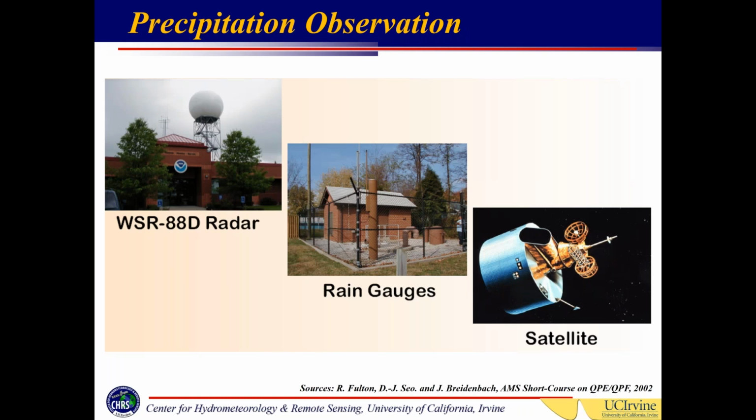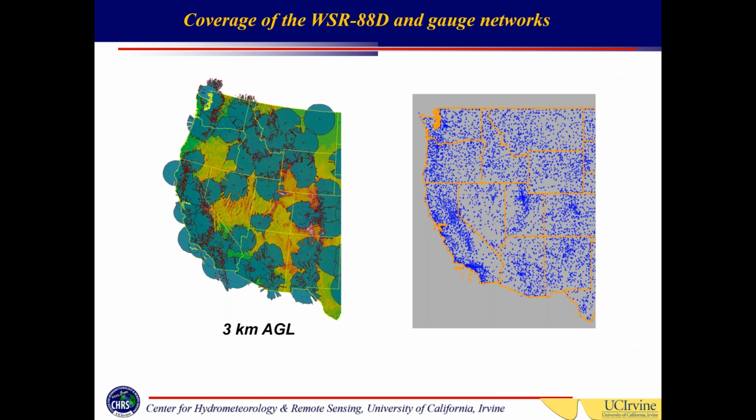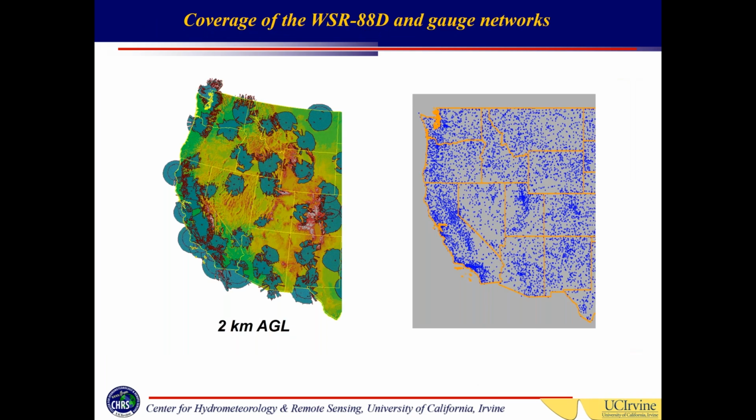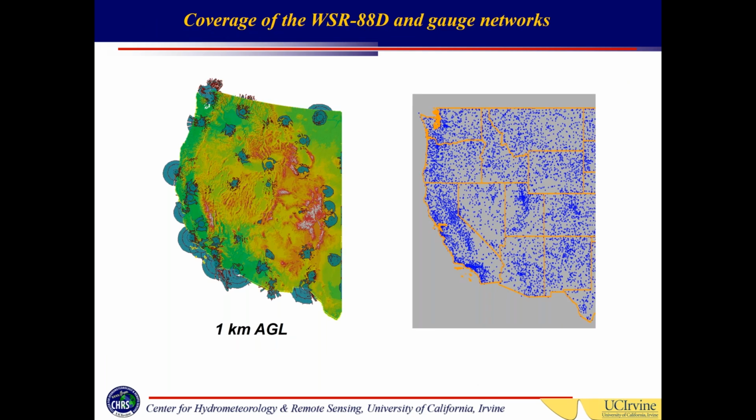For example, from the radar point of view, over the mountain regions there are a lot of blockages, depending on which level of height you are looking at. Over the west side it is 2 kilometers above the ground level from radar coverage, and 1 kilometer would be much lower. And gauge distribution is great, but over the same mountain regions, or even in the Colorado River, they are also very limited in certain wet samples. And extending from the US to other regions of the world is even worse compared to the United States.